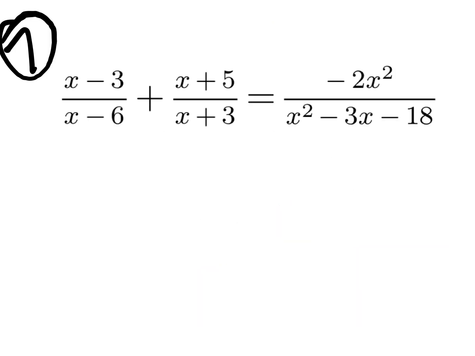All right, so for number 7, first we want to find a least common denominator. So my first denominator is x minus 6. The second one is x plus 3. So I have to include both of those on my list.